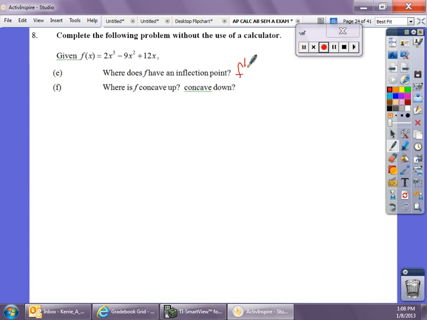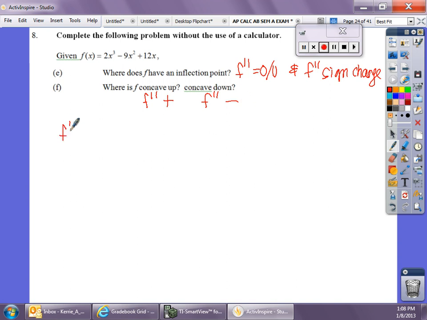Letter E. So now we are looking at an inflection point. Remember, for an inflection point, not only does the second derivative have to be 0 or undefined, it has to have a sign change. Some of you forget about that sign change, and that's a major part. Concave up would be where the second derivative is positive. Concave down is where the second derivative is negative.